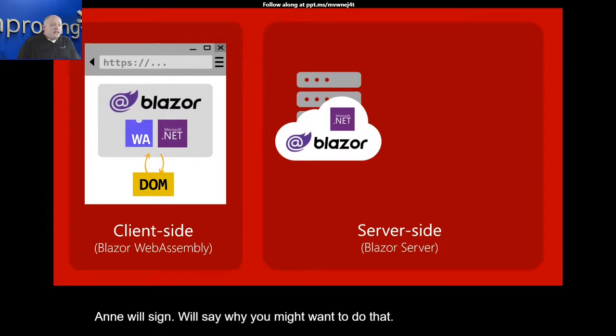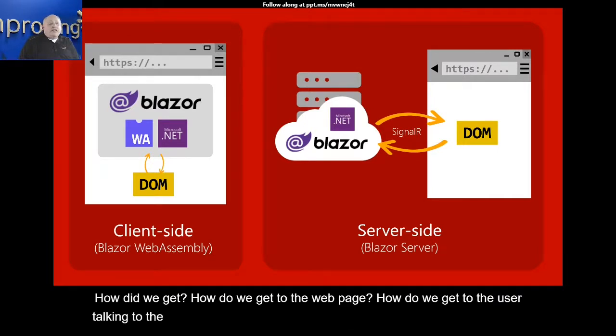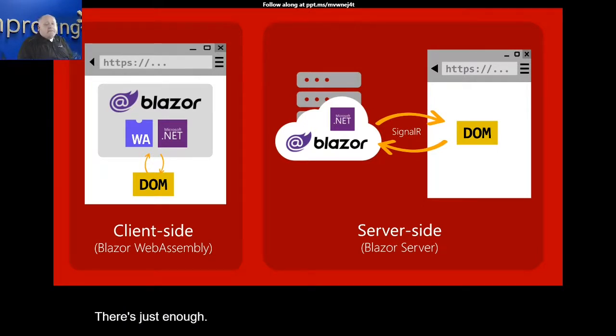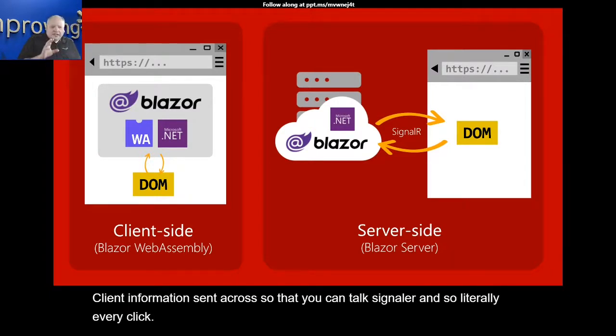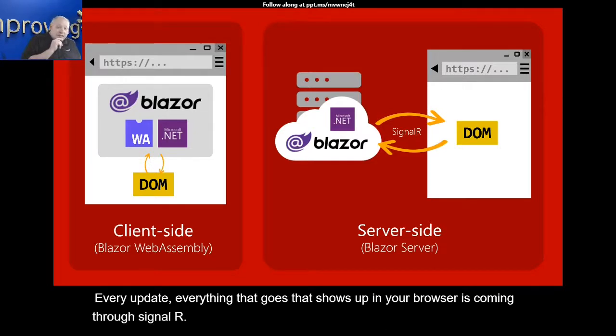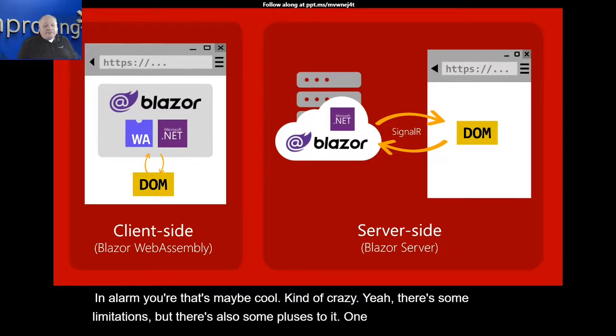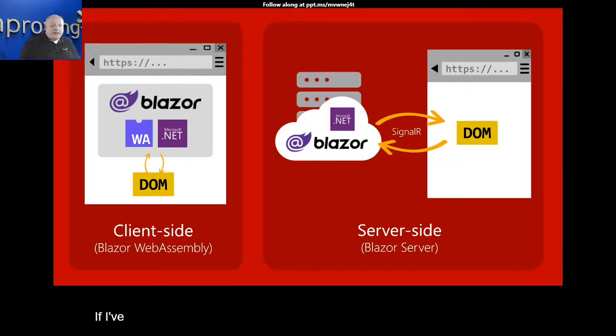How do we get to the web page? How do we get to the user talking to the DOM? It's SignalR. There's just enough client information sent across so that you can talk SignalR. And so literally every click, every update, everything that shows up in your browser is coming through SignalR in the DOM. You're like, well, that may be cool, kind of crazy. Yeah, there's some limitations, but there's also some pluses to it. One of the pluses meaning if I've got proprietary code I don't have shared, guess what? I never share it. It never leaves my servers or your servers.